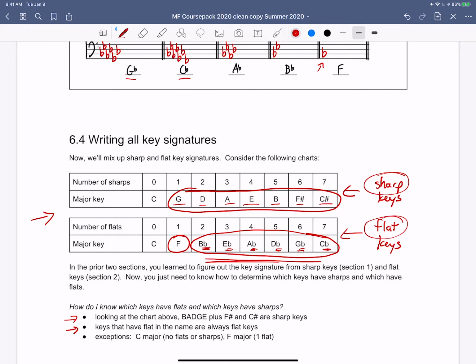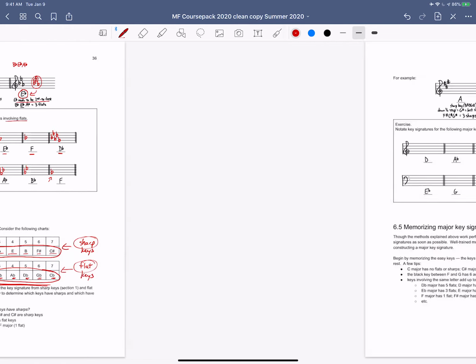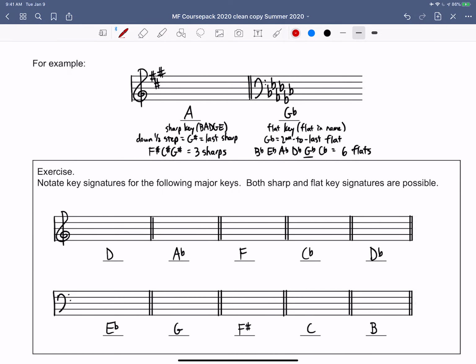These with flat in their name, they are all flat keys, makes perfect sense. And then we just have these 2 exceptions to deal with. We already talked about F major, that is the key with 1 flat, and then C major, it's the one with no sharps or flats whatsoever. So again, just remember badge plus F sharp and C sharp, flat in the name equals a flat key. F major has 1 flat, C major has nothing at all. So you should be in good shape to figure these out. Let me do a couple of demos and then we'll work through at least a few of the exercises.